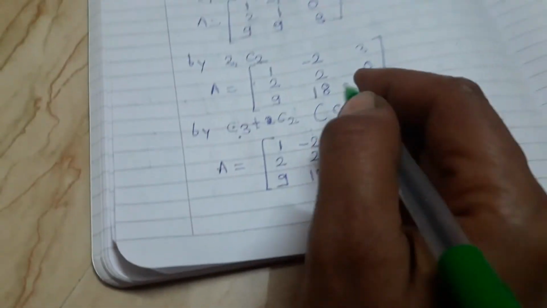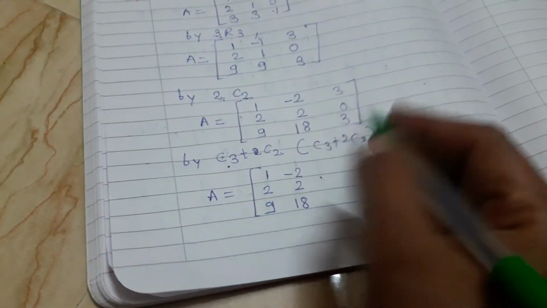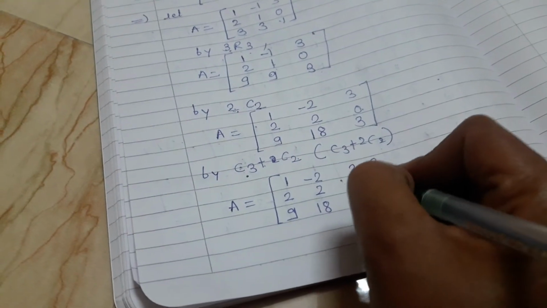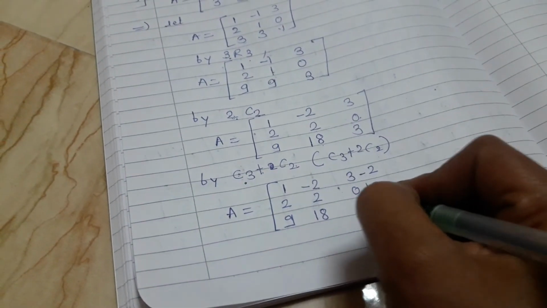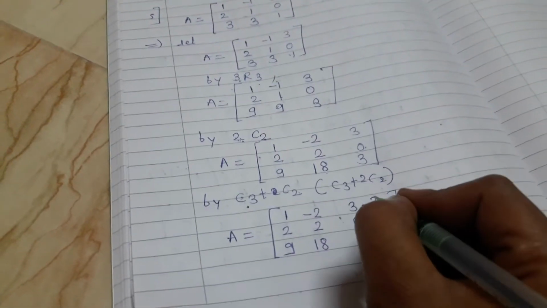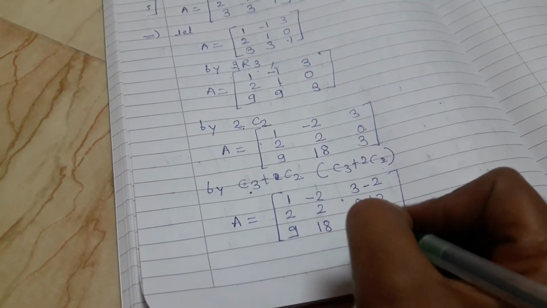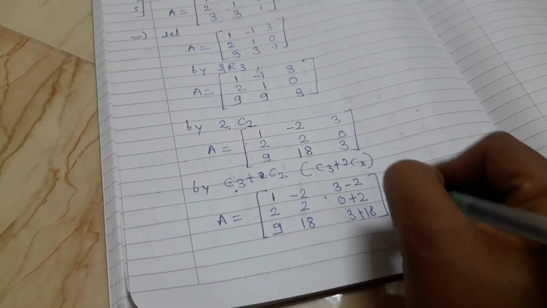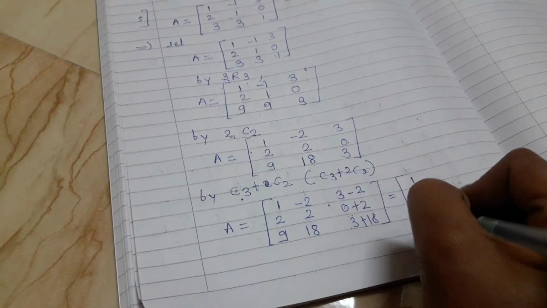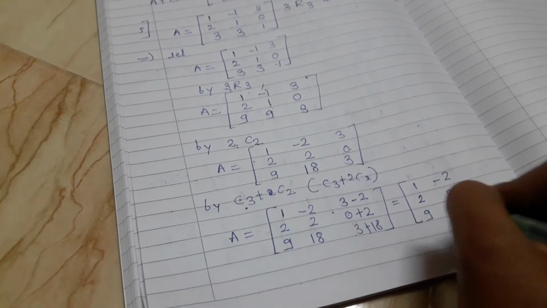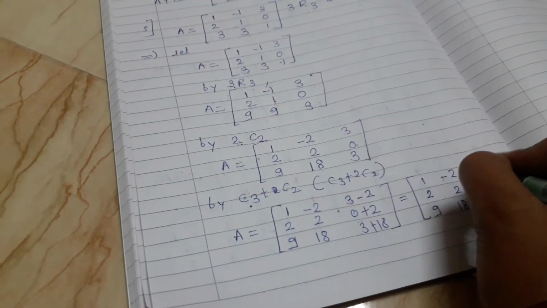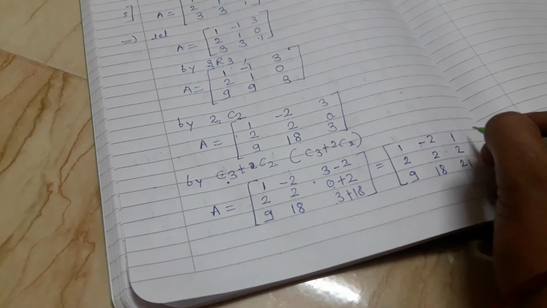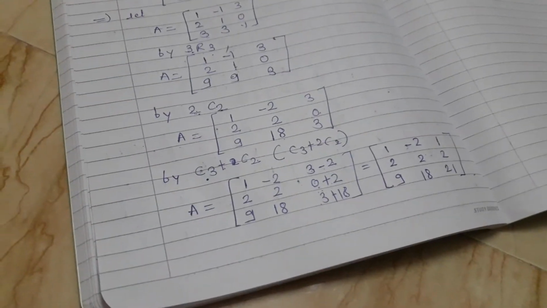C3 plus C2. C3 is nothing but 3, minus 2, let me write like this, then 0 plus 2, 3 plus 18. First elements are from C3 and then we add the elements from C2. The new matrix will be 1, 2, 9 as it is, minus 2, 2, 18, and 3 minus 2 is 1, 0 plus 2 is 2, 18 plus 3 is 21. This is the new matrix.